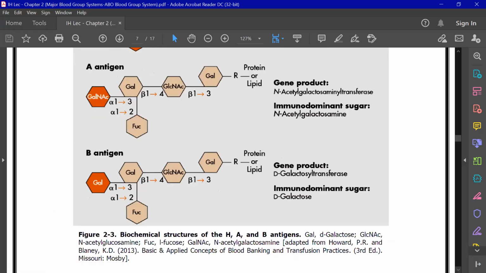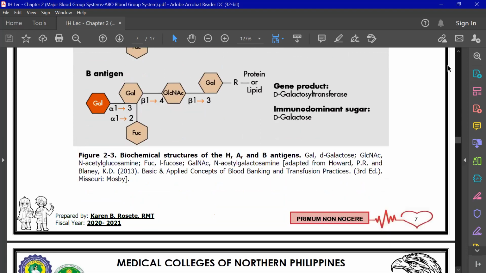Punta na tayo sa B antigen formation. In your B antigen formation on the red cells, we have the inheritance of your ABO gene. The inheritance of your ABO gene will now elicit the production of the protein called now your galactosyl transferase. The ABO gene will now produce or will elicit the production of your galactosyl transferase.